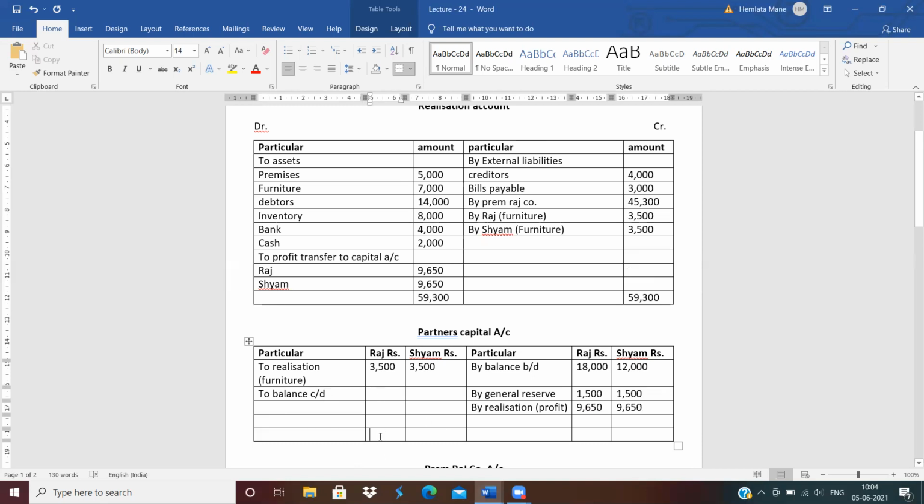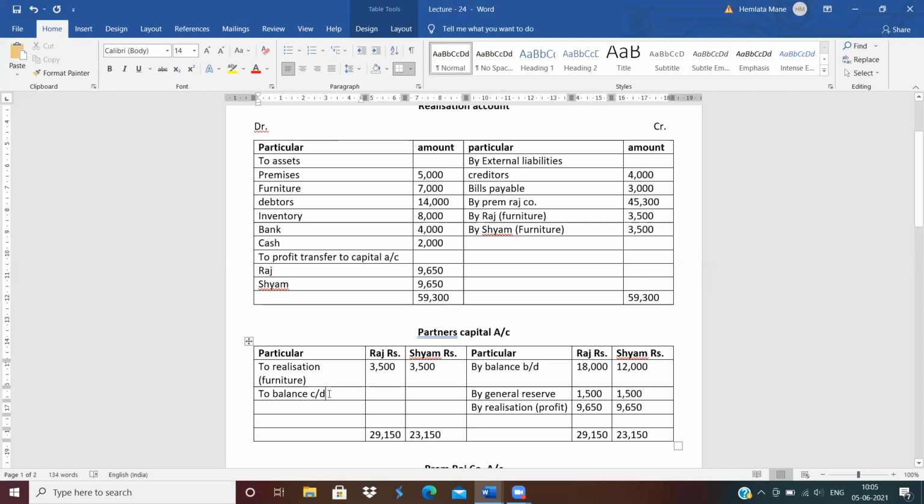Now tally and close the partners' capital accounts. How much is the total of the partners' capital accounts? Raj is 29,150. And how much is the total of Sham? Total of Sham is 23,150. Now balance carried down. How much is the amount of balance carried down of Raj?